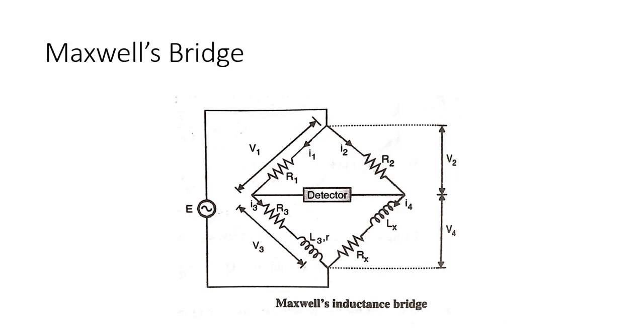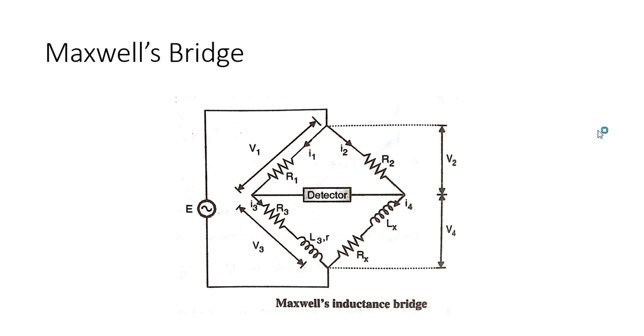Now if you see this Maxwell's bridge, this is the circuit diagram for that. See carefully how the values are adjusted over here. See the difference between Maxwell's and Hayes bridge. Here R1 is there, R2 is there, then R3 is there. Here inductance L3 is added, and this is Rx, Lx. This is I1, I3, I2, and this is I4. The voltages measured over here are V2 and V4.